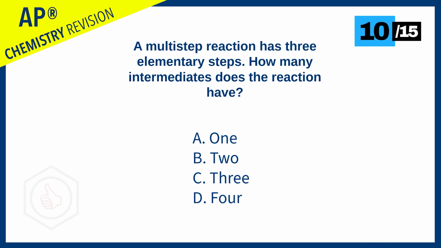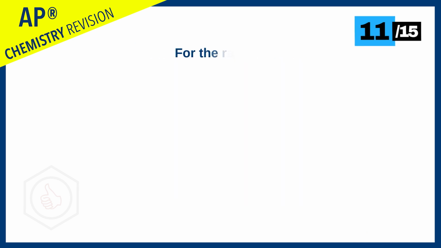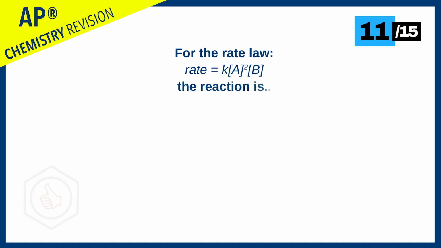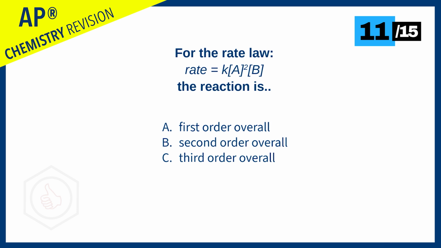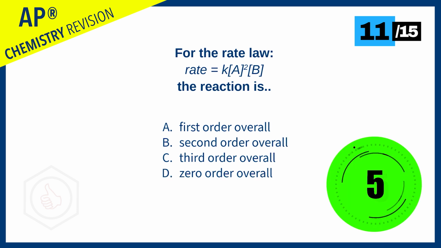The answer is 2. For the rate law, rate equals rate constant k multiplied by concentration of A to the power 2 times concentration of B. The reaction is first order overall, second order overall, third order overall, or zero order overall.